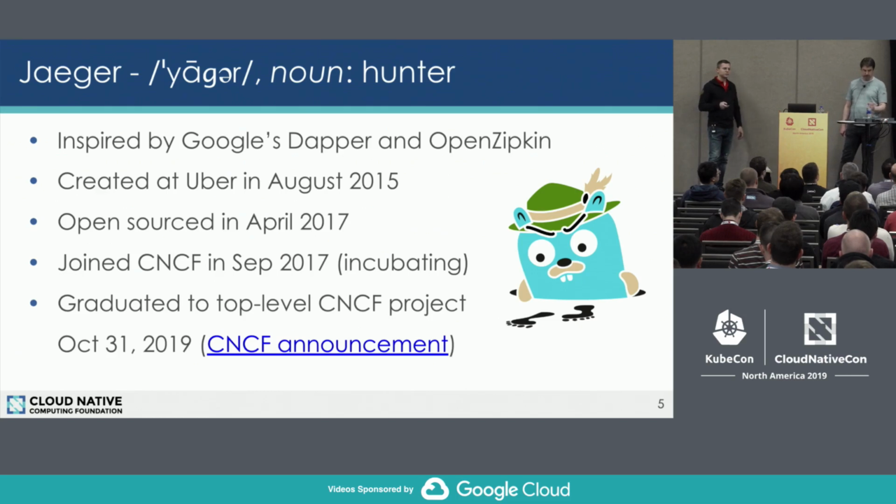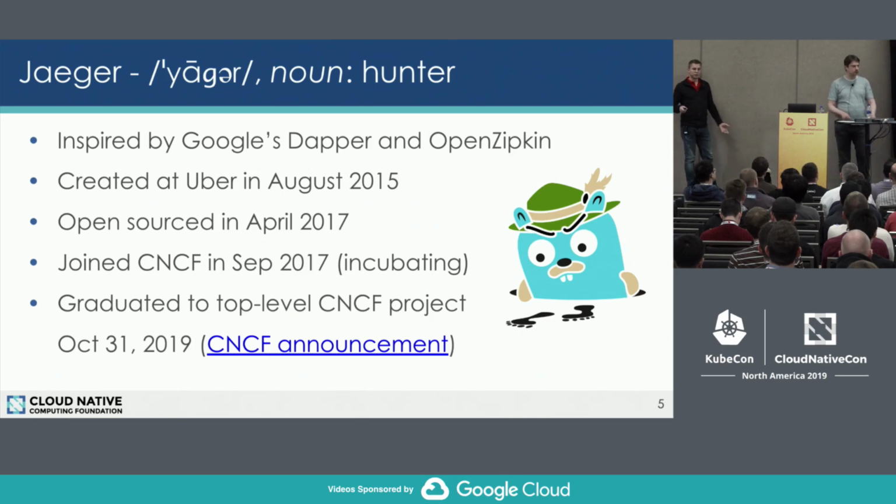So Jaeger itself, the architecture is inspired by Google's Dapper system and OpenZipkin. It started at Uber in 2015, open source in 2017 when it also joined CNCF as incubating project. And last month we graduated as a top-level CNCF project. I would like to thank all of the contributors who made it possible.